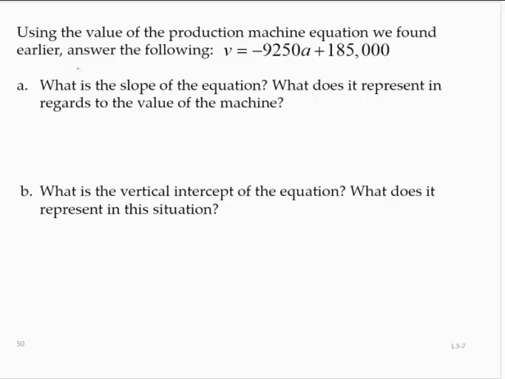Using the value of the production machine equation we found earlier, answer the following. All right, we were given that V is equal to negative 9,250A plus 185,000. Recall in this model that V was the value of the machine, and that A was the age in years.